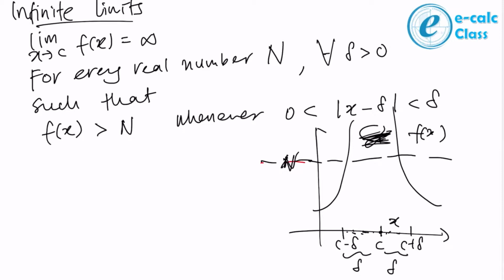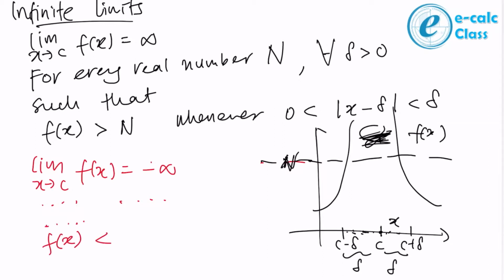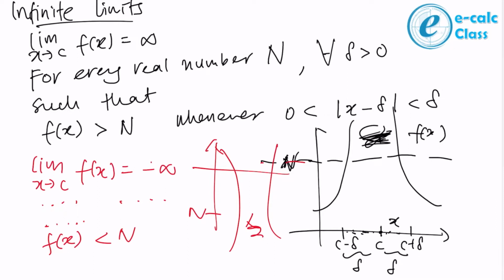Then what about negative infinity? The same thing: the limit as x approaches c of f(x) equals to negative infinity. For every real number n, there exists a delta greater than 0, such that now your f(x) is smaller than n. Now your n is here, going to negative infinity, your f(x) is here, and whenever this one is still the same. So this is the theorem for infinite limits.